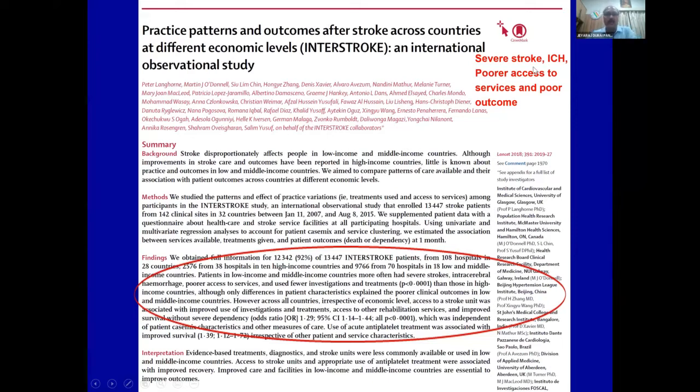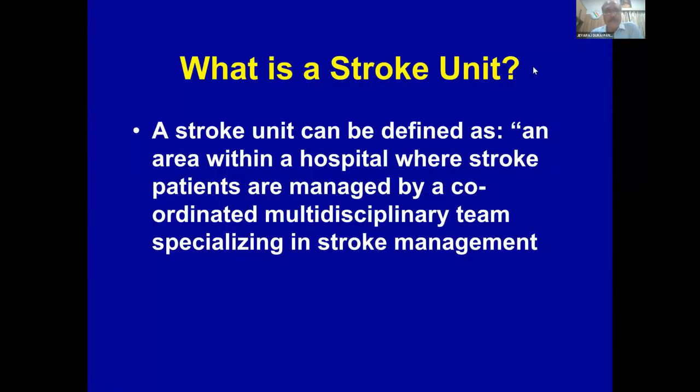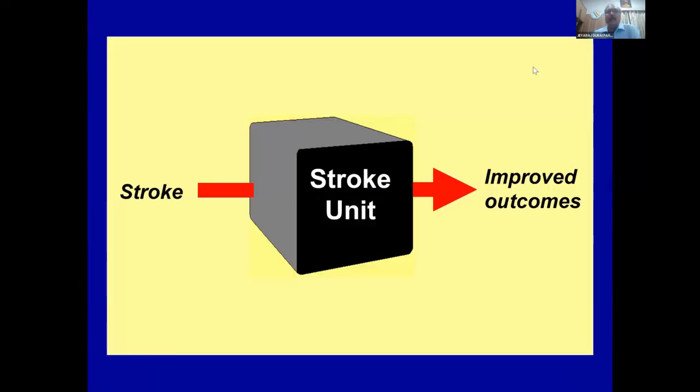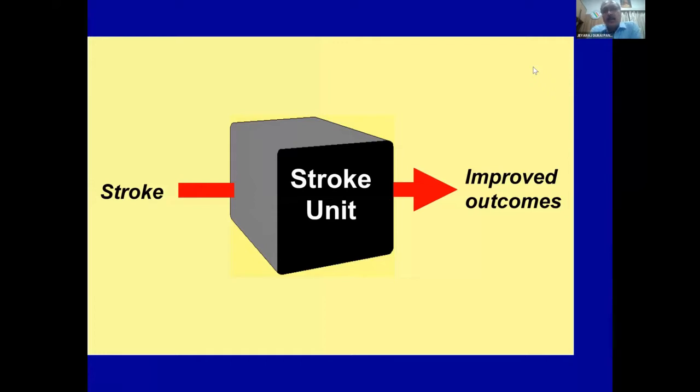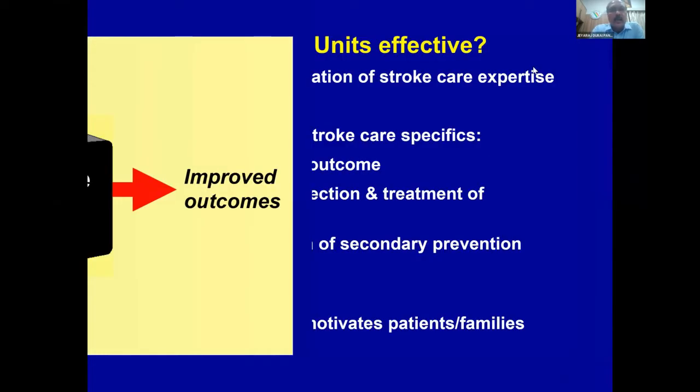So what is a stroke unit? A stroke unit is defined as an area within a hospital where stroke patients are managed by a coordinated multidisciplinary team specializing in stroke management. Stroke patients who are managed in a stroke unit have improved outcomes. So this slide is important. Why are stroke units effective?